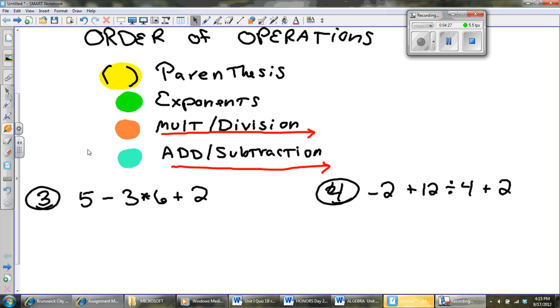Here are my next two problems. They look a little more complex. I will begin reading problem number 3. 5 minus 3 times 6 plus 2. Now, initiate scanning process. First, look for parentheses. There are no parentheses. Searching for exponents. No exponents found. Now, I will search for multiplication or division. Multiplication found. Highlight in process, orange.